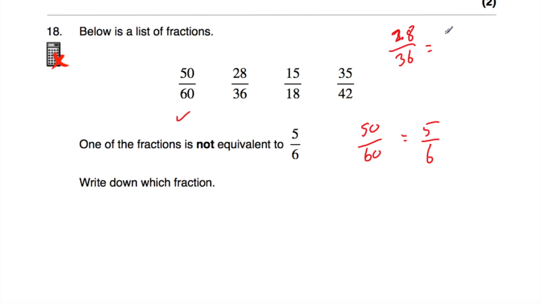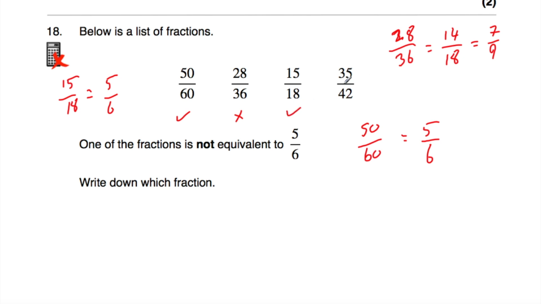That's going to give us 14 18ths. And then we can divide by 2 again. That's going to be 7 9ths. So that one's not equivalent to 5/6. And then just to check, these numbers are both divisible by 3. So 15 18ths. We can divide both of them by 3, and that would give us 5/6. So that one's equal to 5/6.